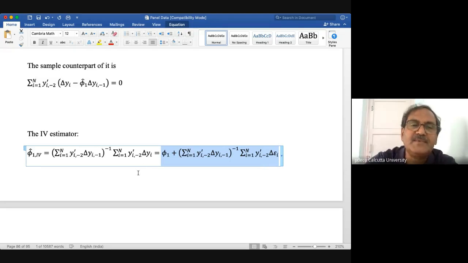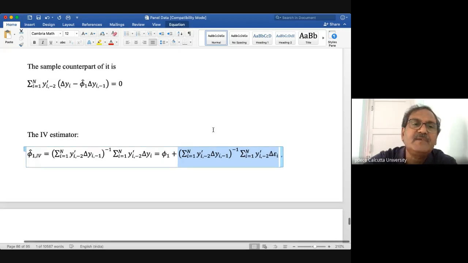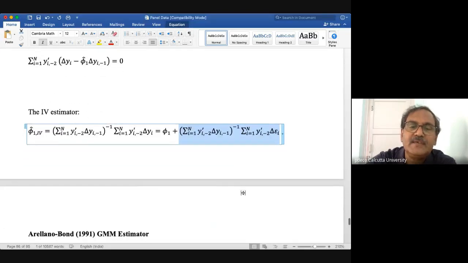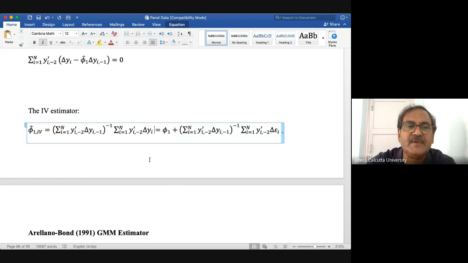Now, if you look at this expression, you can find the expected value of this term will be 0, because the expected value of yi prime minus 2 into delta epsilon i is 0. Right? So as the expected value of this part is 0, you have an unbiased estimator as well as a consistent estimator. And the estimated value of phi 1 hat you have got in this way is called the instrumental variable estimate, IV estimate.